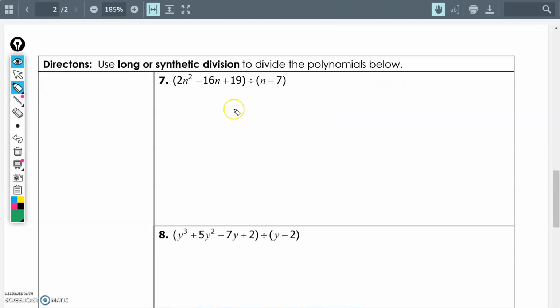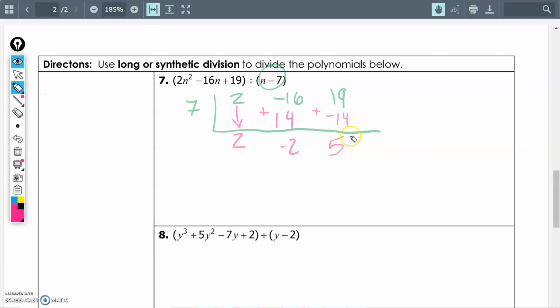Number 7. So we're going to take the opposite here, put it on the outside, upside down division sign, and put all these coefficients, line them up in order. Then we drop down, and it's going to be multiply, add, multiply, 7 times negative 2, and then add, ending up with 5. Here's our remainder.